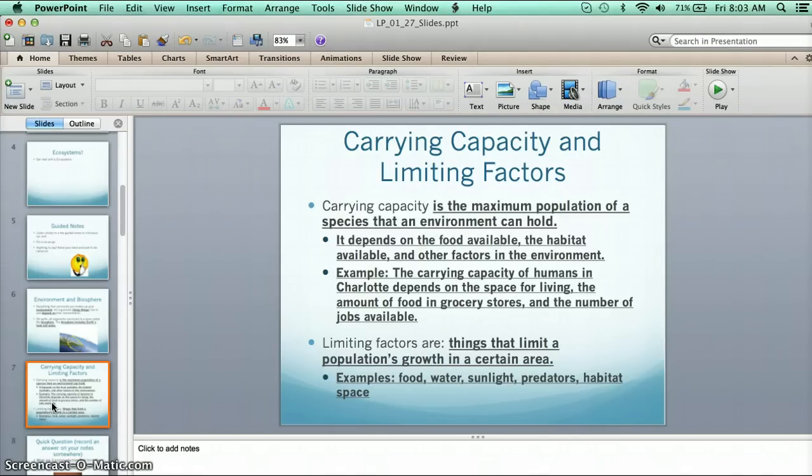So limiting factors goes with carrying capacity. Limiting factors are literally things that limit a population's growth in a certain area. So they limit the carrying capacity. They limit how much of a population of species can live in a certain environment. So these again are things you've probably thought about before, but we're just going to put this term to these things. We're going to call them limiting factors. Some examples could be food, the amount of water, sunlight, predators in the environment, which limit how many species there are, and then habitat space, just space to live.